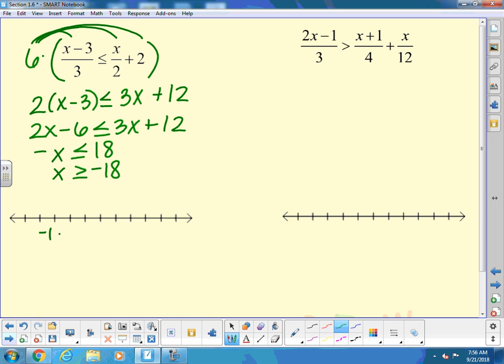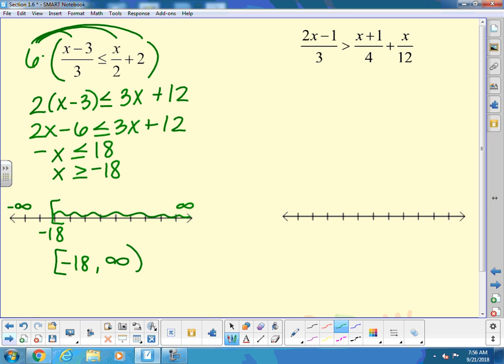I find negative 18 somewhere on my number line. It's a bracket because it's equal to. This time it's greater than, so I'm going to have to shade to the right, which means my bracket's going to open to the right, like this. And then that's going to match our interval notation, negative 18 to infinity is the solution. Okay? If it's shaded to the right, that's why it's a positive infinity. Negative infinity is over here, positive infinity is over here. So it depends where you're shading, where your solution is at. Does that make sense? Okay.